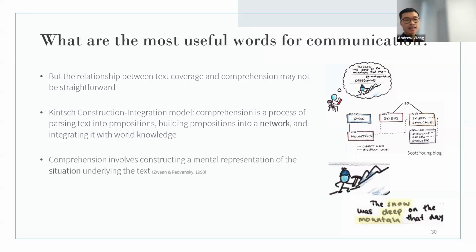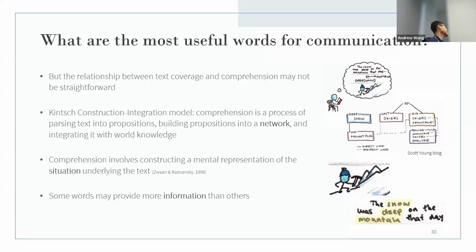And more generally, it's widely accepted that comprehension is a process of constructing mental representations of the situation underlying the text, the content underlying the text, rather than the verbatim or the verbal content of the text itself. And so from this perspective, what matters, again, is not the coverage of each word, but how the words in the text contribute to the mental representations that are being built up by the speaker. So centrally, this is about mental representations. And so coverage may not be straightforwardly related to comprehension.